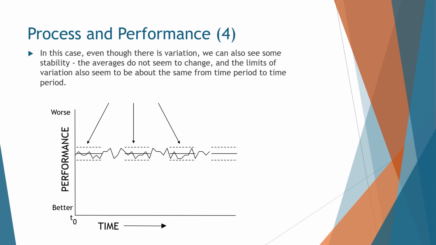In this case, even though there is variation, we can also see some stability. The averages do not seem to change, and the limits of the variation also seem to be about the same from time period to time period. So in this one, yes, they're within the customer spec limits because all of the data points are within the customer's upper specification limits. Those are the dotted lines, and within the lower customer specification limits.